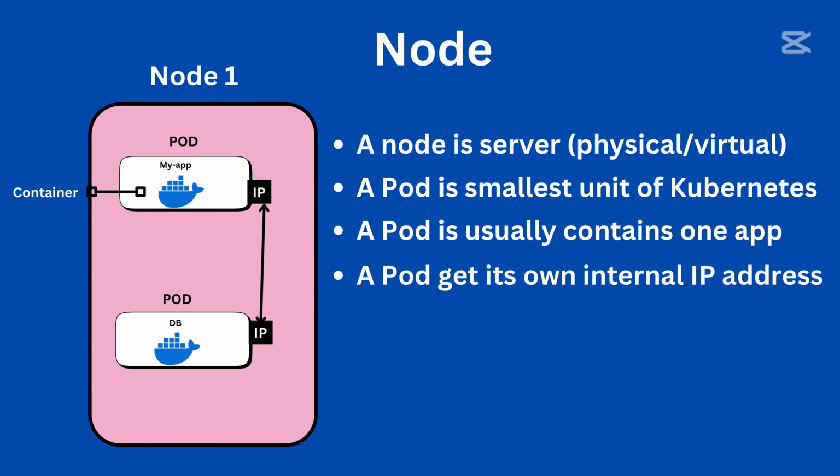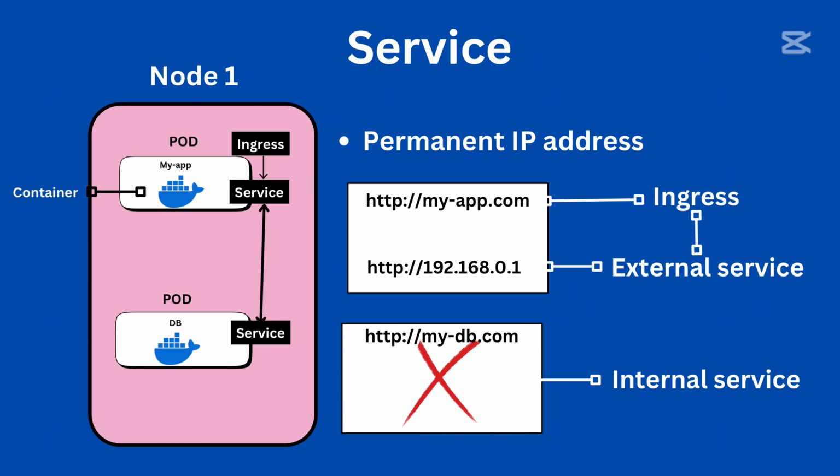A pod is the smallest unit of Kubernetes, and it usually contains one app or container. Each pod has an internal IP address that Kubernetes assigns, and it's not accessible from outside. A service gives a pod a permanent IP address so it can be an external service.